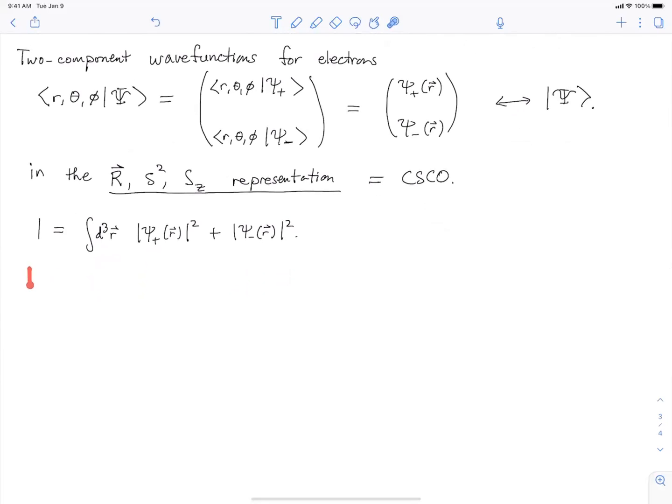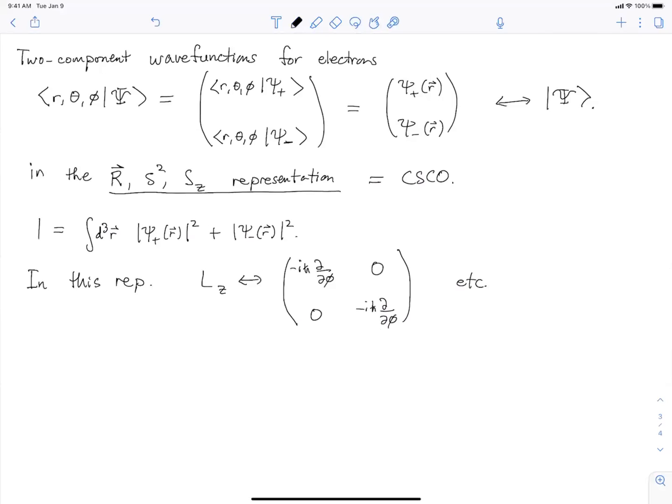Okay, and in this representation, I'll just write in this rep, things like the z component of the orbital angular momentum are the usual things, except they're two component things because they have to act on two component objects, and they just act on the diagonal. Right, so if I do L sub z, it's the usual representation of L sub z in terms of derivatives, but it's just on the diagonal and zeros off the diagonal. Okay, so I'll just write et cetera here. That goes for any orbital angular momentum operator like L squared, et cetera.